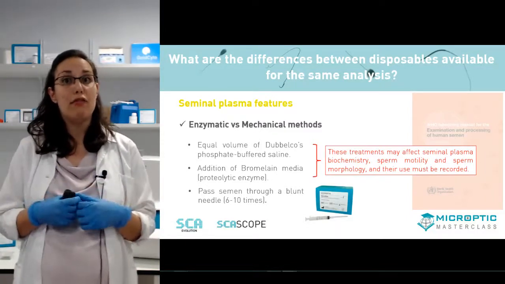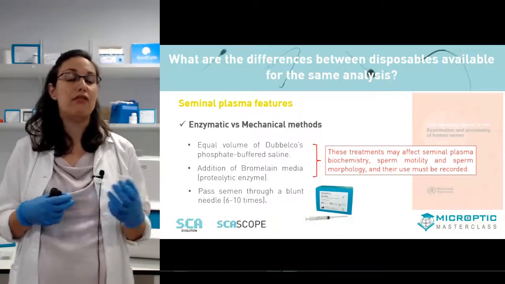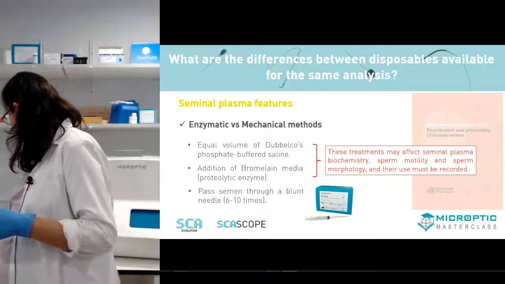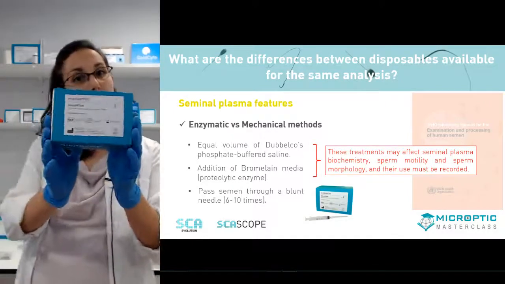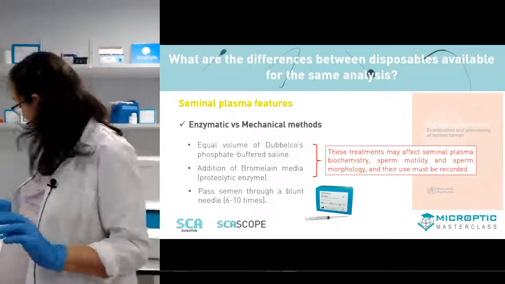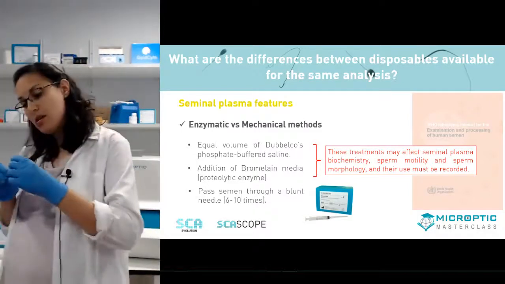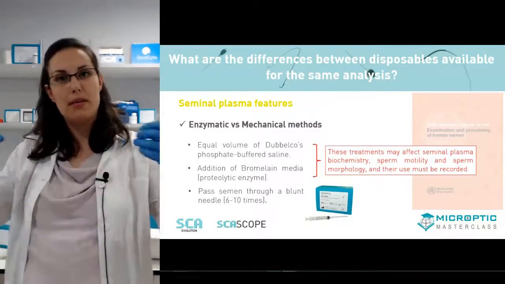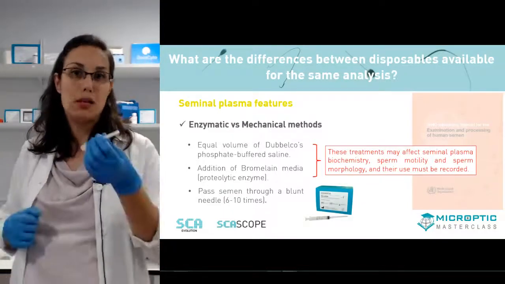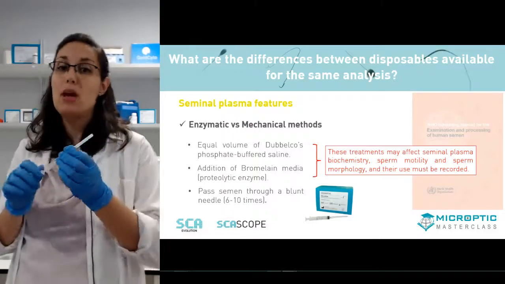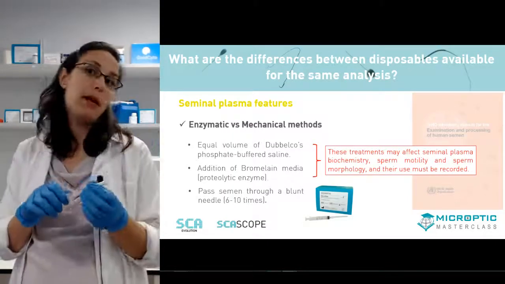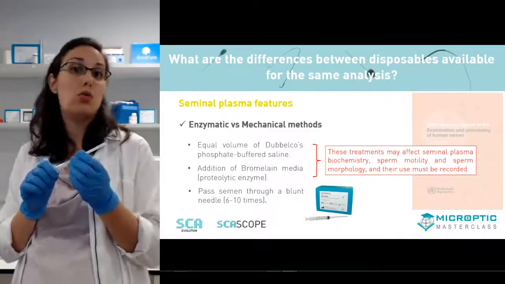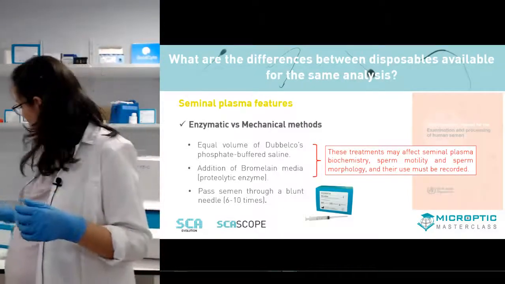An example of that profile of reagents is the Viscoflux. This is an example of the Viscoflux kit provided by MICROPTIC that consists of a syringe with a specific needle that will help us to break mechanically these mucous strands from the seminal plasma, without affecting any sperm parameters or sperm features. So this could be a good solution for handling that type of problems.